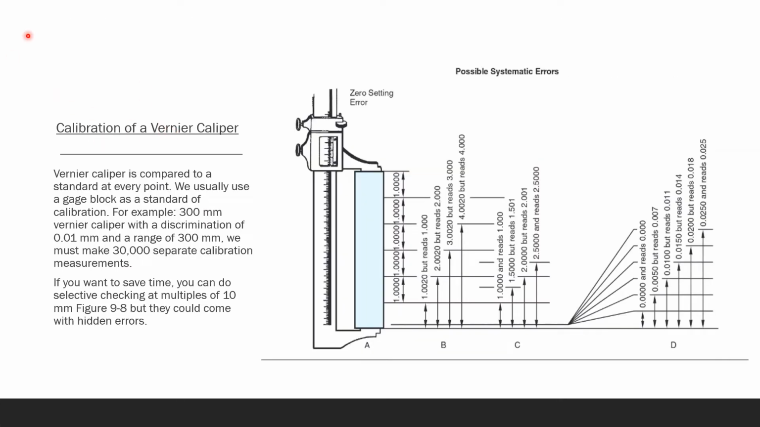Calibration of the vernier caliper. Okay, your instrument is a vernier caliper, and we're going to calibrate this. How do we do that? We're going to compare the vernier caliper to a standard, your master standard, and we're going to compare at every point. So we usually use a gauge block as a standard of calibration.